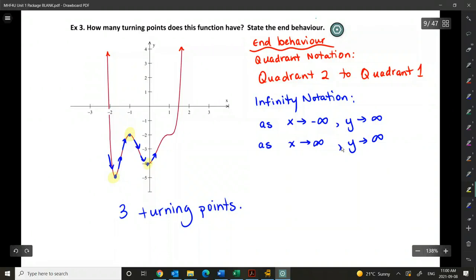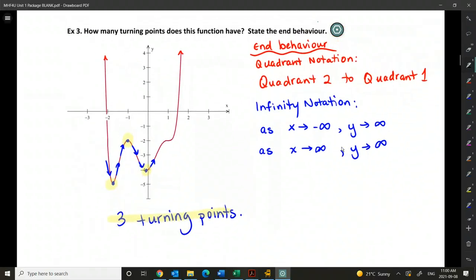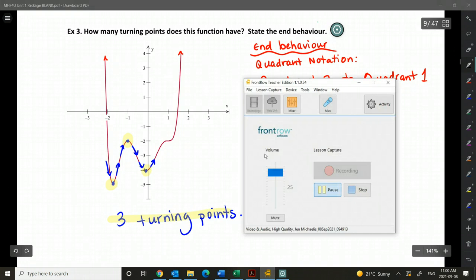Okay, and maybe I'll just highlight each of those turning points there. Okay, any final questions here for anything on this lesson? Okay, let's pause this.